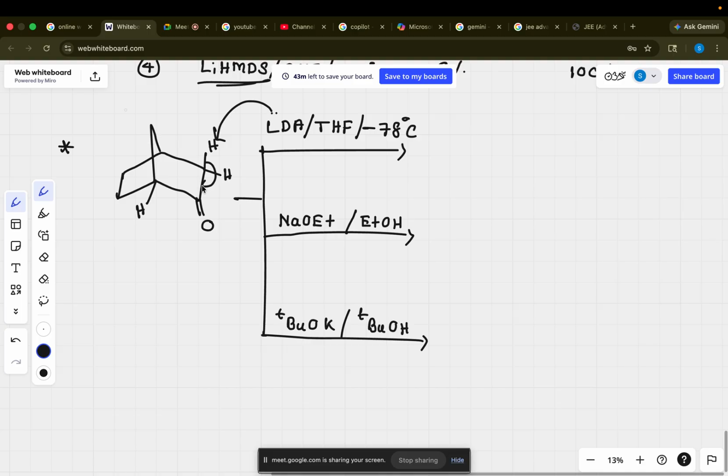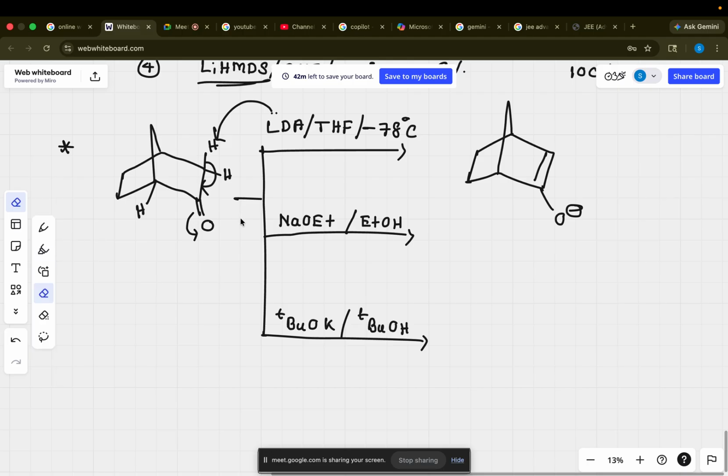Once it abstracts the proton, you will get this. This thing you are getting, right? This is your kinetically controlled product. Clear?